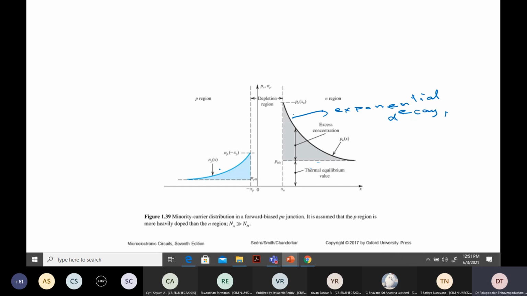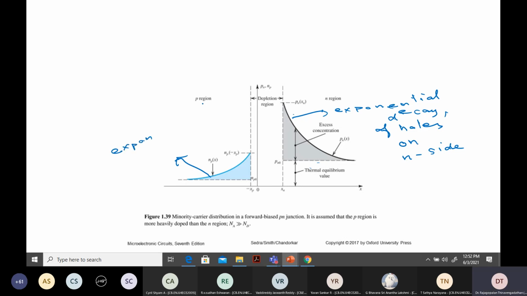Okay, now on this side, I told you analogously or likewise, we can see the same analogous picture on the P side. So here also we have the exponential decay of holes on the N side and exponential decay of electrons on the P side.